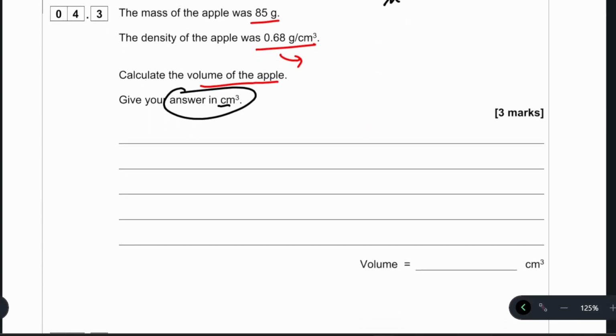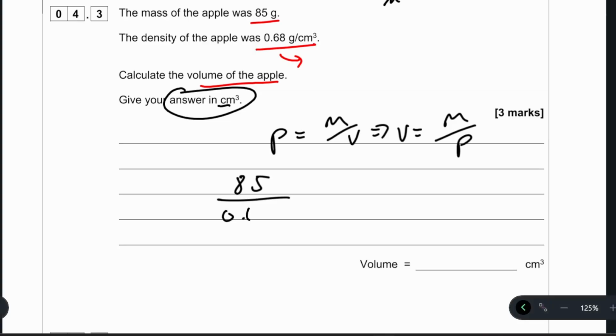So we know that the density is equal to the mass over the volume. So therefore, we want to rearrange for volume since that's what we're trying to find. The volume is going to be equal to the mass divided by the density. So the mass was 85 grams. And divide that through by the density of 0.68 grams per centimeters cubed. And if you put that into your calculator, you should get a volume of 125 centimeters cubed.